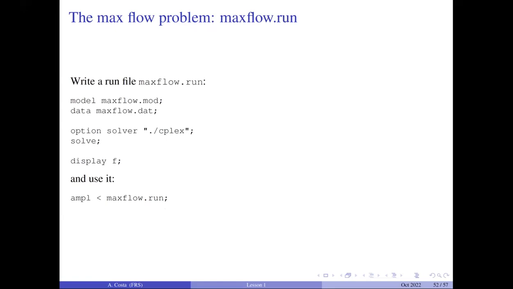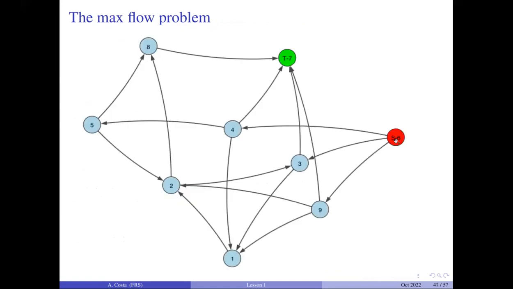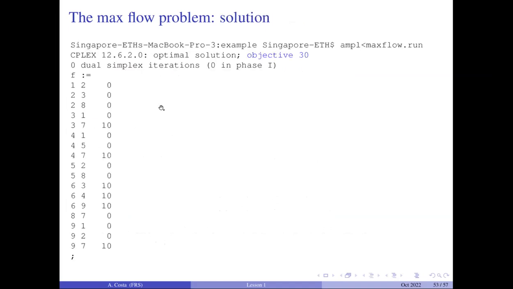So what happens if we run this file? What will be the optimal solution? Well, the optimal solution will be the one where you send as much flow as possible from the red node to the green node. So let's see how it will look like. This is the output of Simplex. So Simplex will tell you for each arc, the flow going through the arc, and then you see also in blue here, the objective function value.